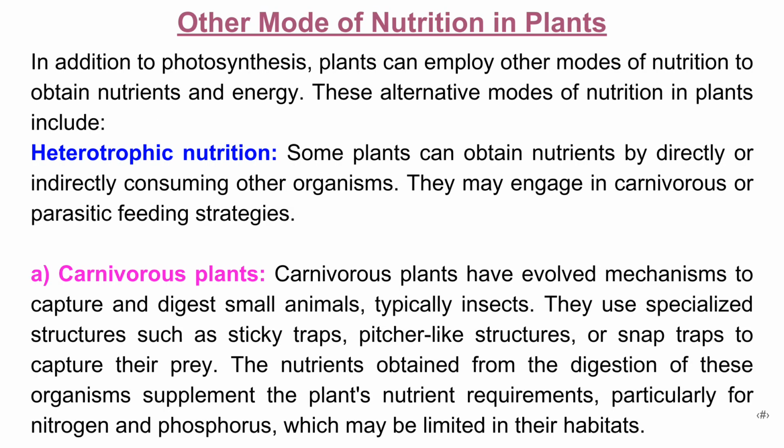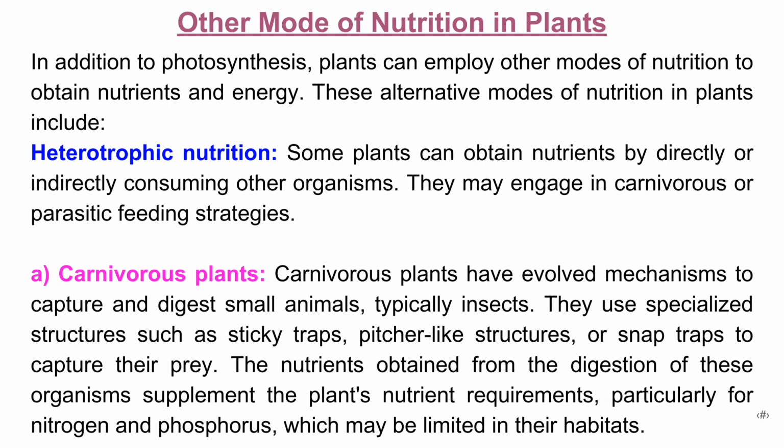Other mode of nutrition in plants. In addition to photosynthesis, plants can employ other modes of nutrition to obtain nutrients and energy. These alternative modes of nutrition in plants include heterotrophic nutrition. Some plants can obtain nutrients by directly or indirectly consuming other organisms. They may engage in carnivorous or parasitic feeding strategies.